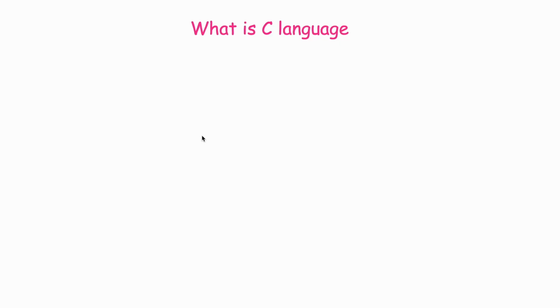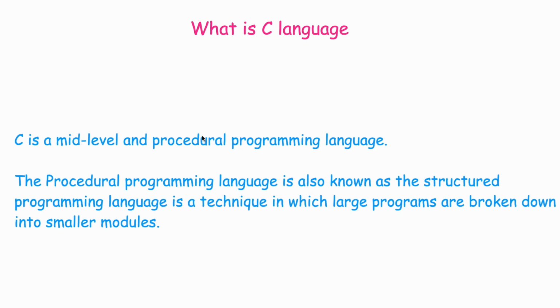So the first question is, what do you mean by C language? Before seeing the actual answer, can you write the answer inside the comment section? What do you mean by C according to your knowledge? So let's check the actual answer. The actual answer says that C is a middle level and procedural programming language. Now the question comes, what do you mean by middle level language and what do you mean by procedural programming language? As of now, I'm not going to explain what middle level language means because we are going to see this in the next question.